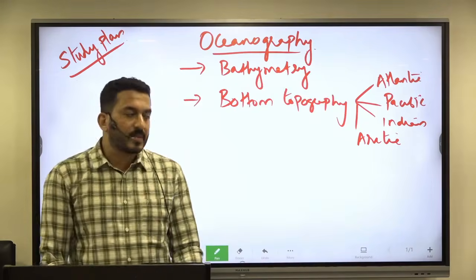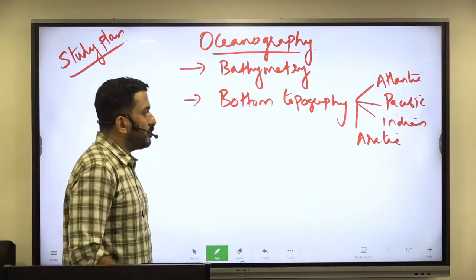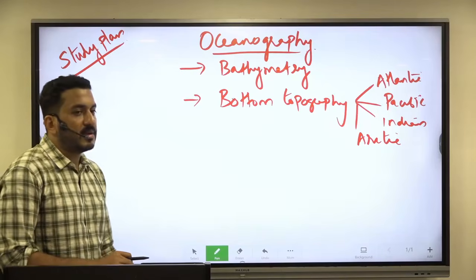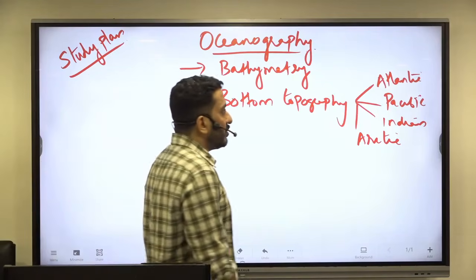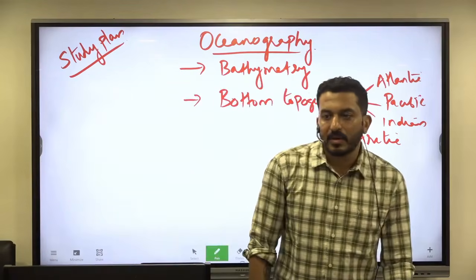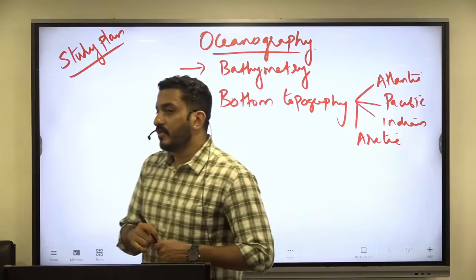Bathymetry, bottom topography of Atlantic, Pacific, Indian and Arctic. Your syllabus only talks about Atlantic, Indian and Pacific, but it's always better to understand the bottom topography of Arctic as well.